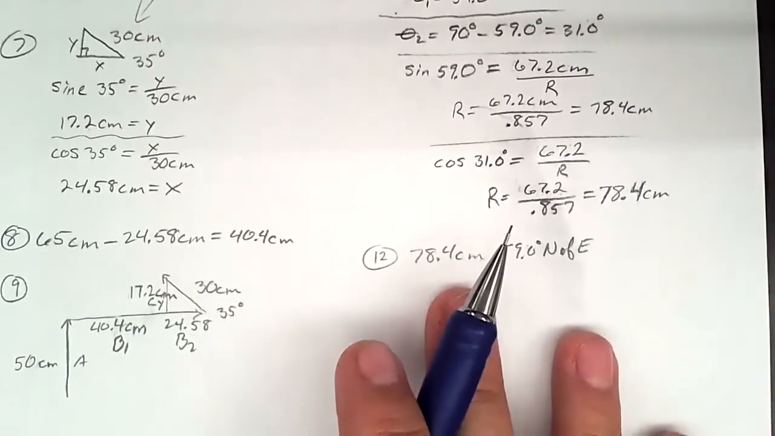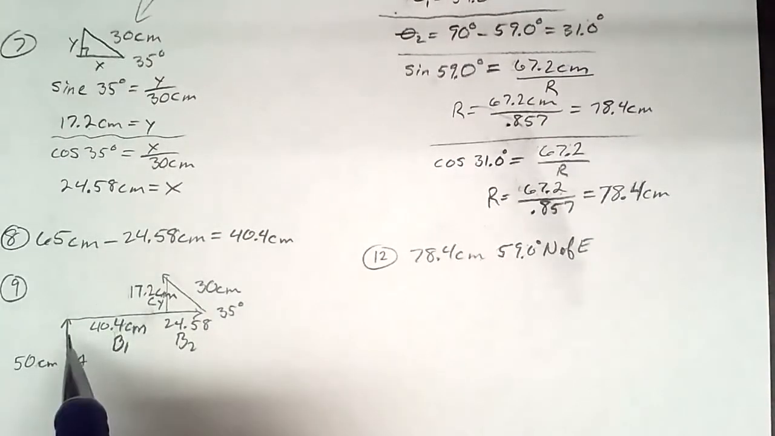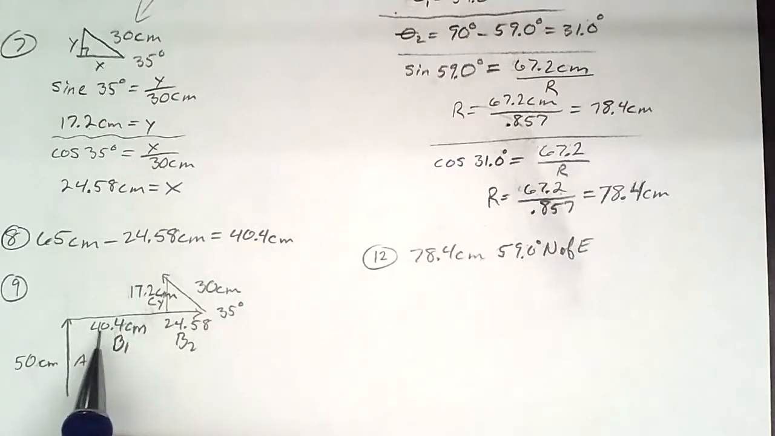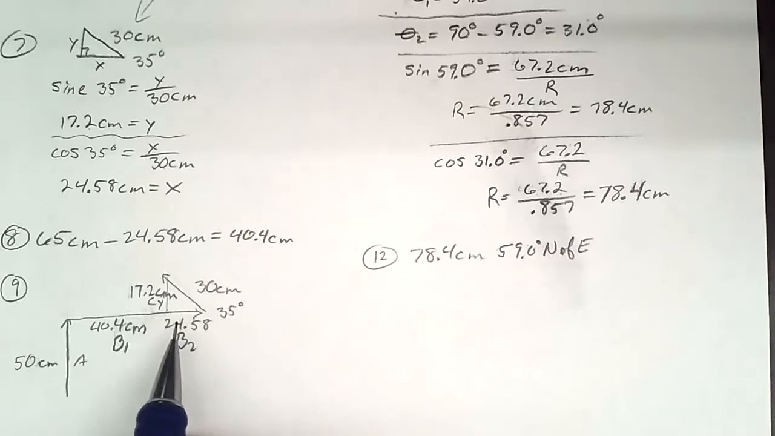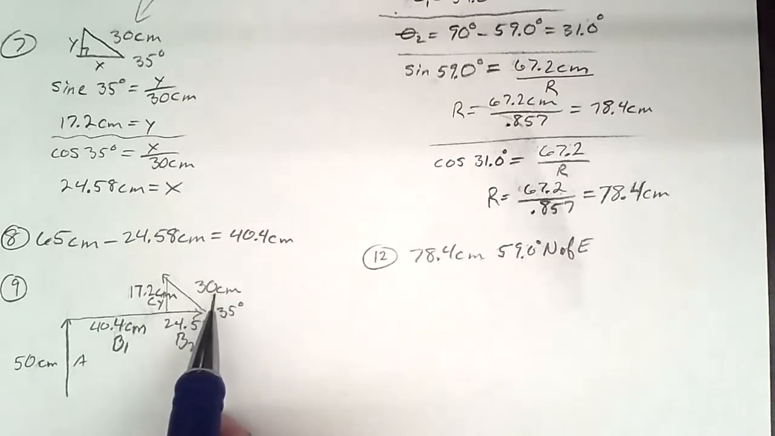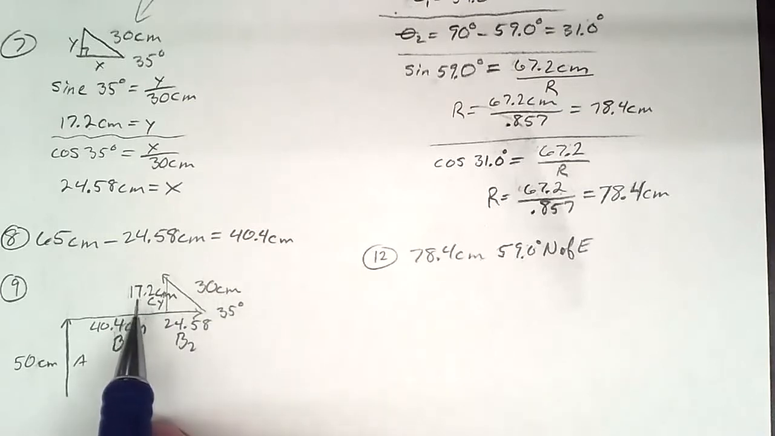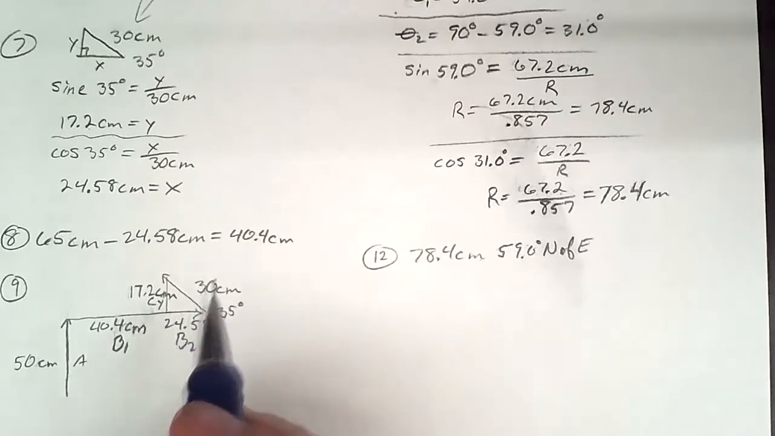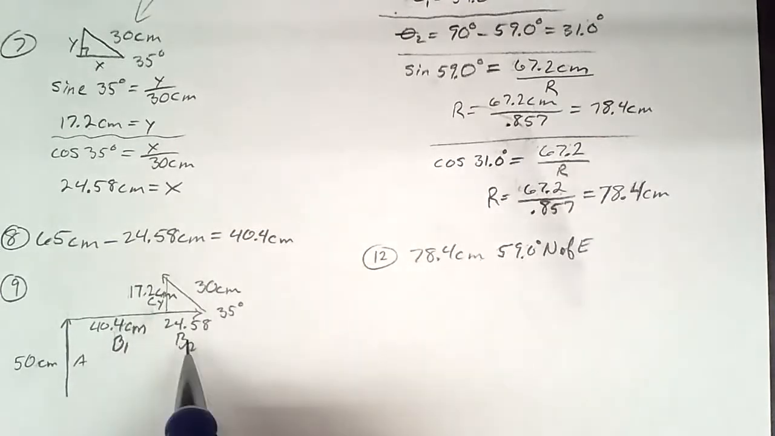9 says to relabel everything. So let's do that. 50 centimeters north and effectively only 40.4 centimeters east because this part got essentially removed by moving back this way. This is still 30 centimeters and this is 17.2 centimeters. I call this CY and I call these B1 and B2 here.